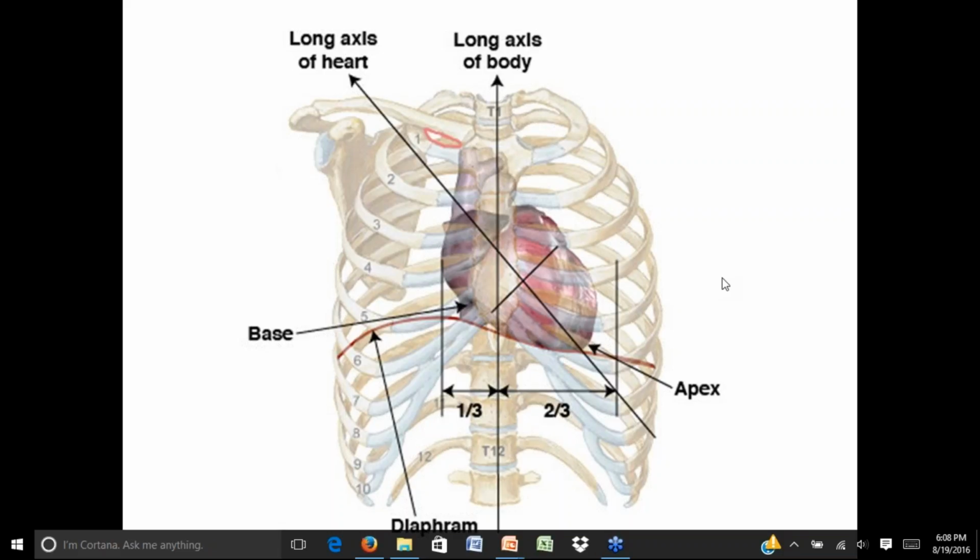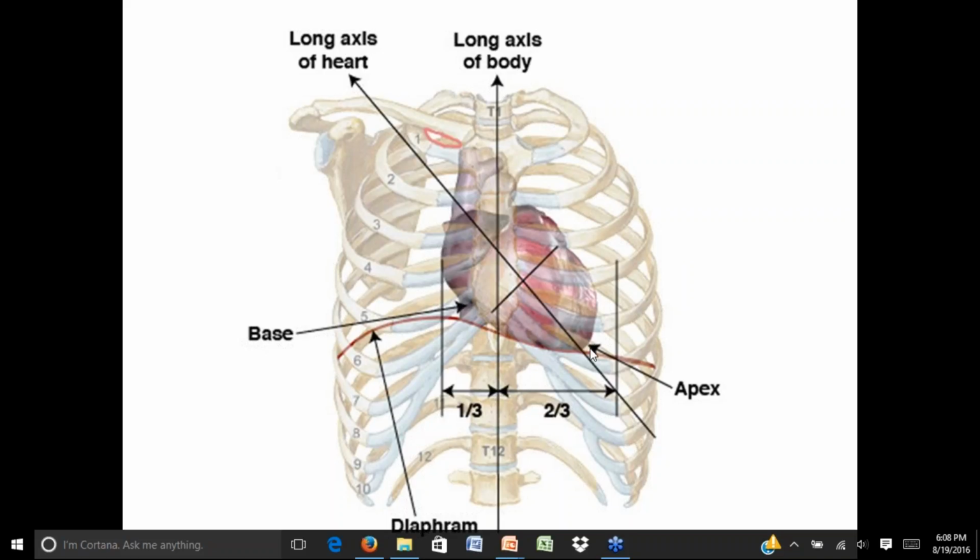So we are going to see the heart, very basic thing. The heart is like a pyramid. Let's make a pyramid here. The heart is like a pyramid like this, upside down. It moves from right to left and actually goes posteriorly. That is the position of the heart that you can see on the screen.